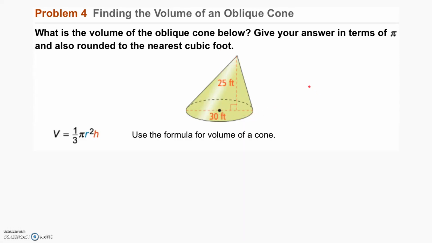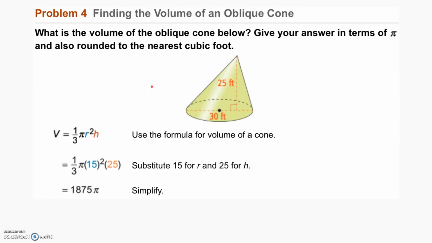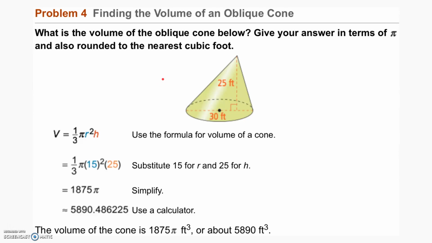We are using exactly the same formula. Notice that r is still going to be half of the diameter, which is given here. So r is going to be 15. H is going to be 25. Plug in those numbers, and we get 1875 pi, which is approximately 5,890 feet cubed.